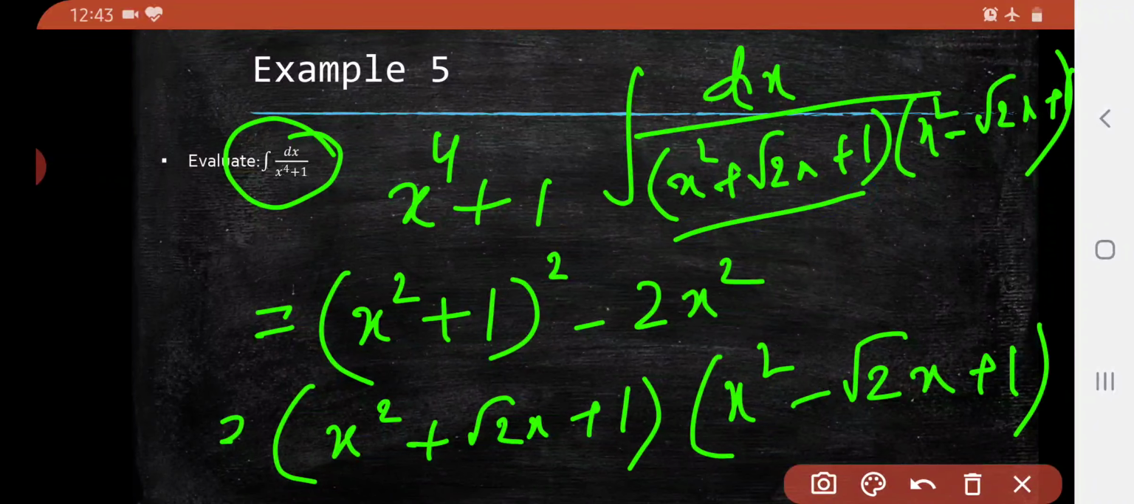This is one irreducible quadratic factor, this is another irreducible quadratic factor. So from here you can take ax plus b by this plus cx plus d by this, and then you can go on solving to find the values of a, b, c, d, and then solve it. But that is a very cumbersome and very difficult process. So instead of going that way, we will apply a small trick, and if you can master that trick, then definitely these problems will become very easy.